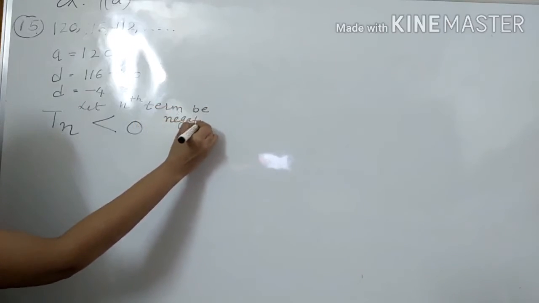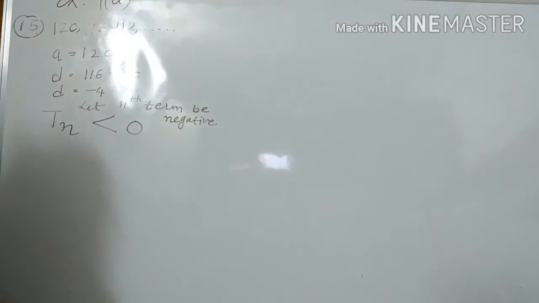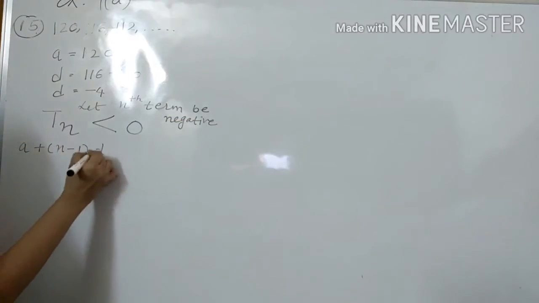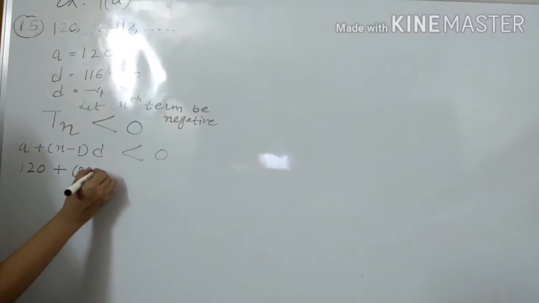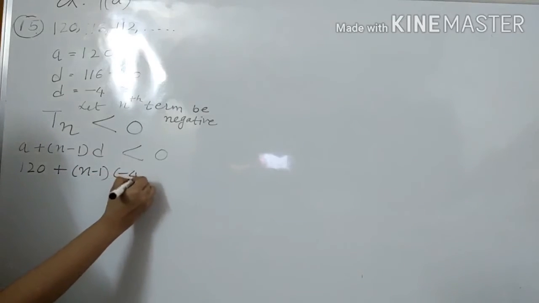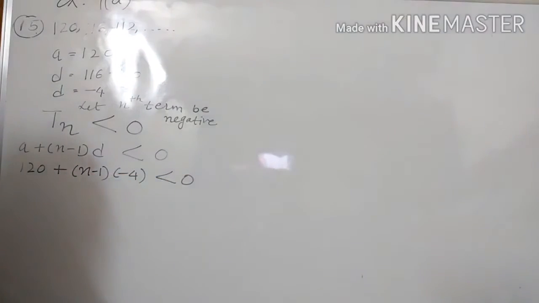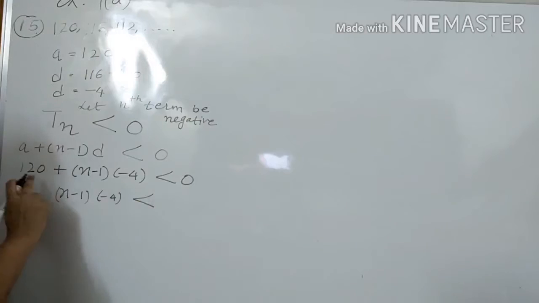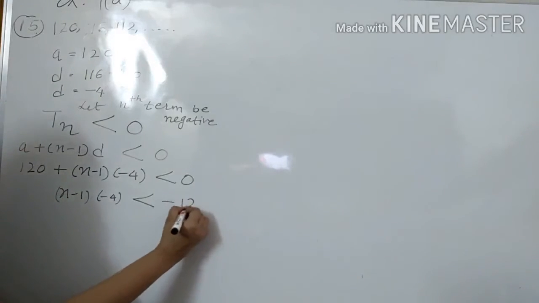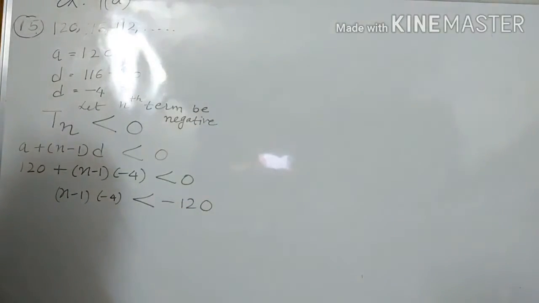So here using the formula for Tn, that is A plus (n minus 1)d is less than 0. Substitute the values here: 120 plus (n minus 1) times d, which is minus 4, is less than 0. So now n minus 1 as it is, minus 4 as it is, and this 120 going to the other side becomes minus 120. This is the kind of inequation we are solving.